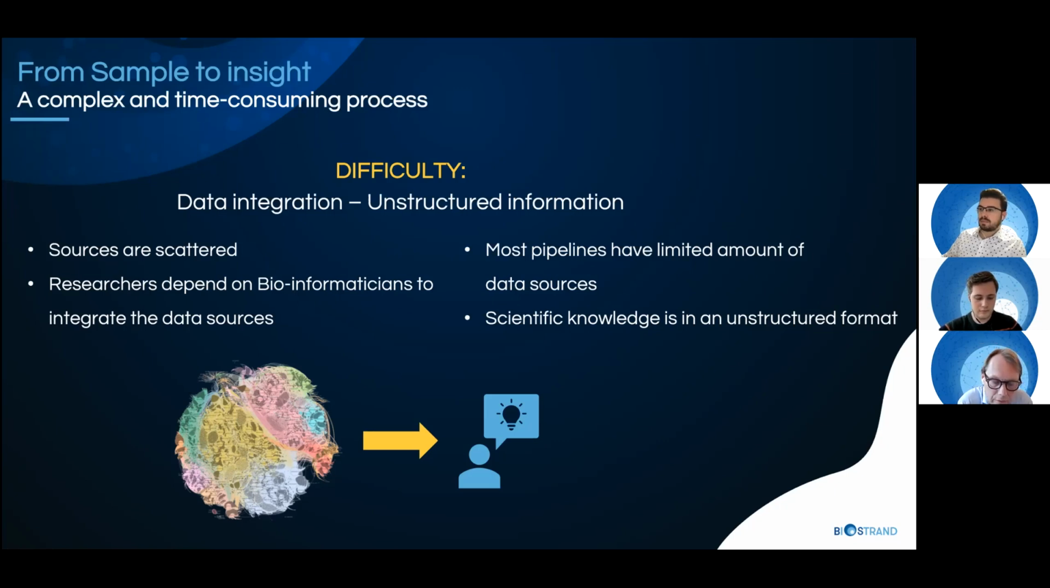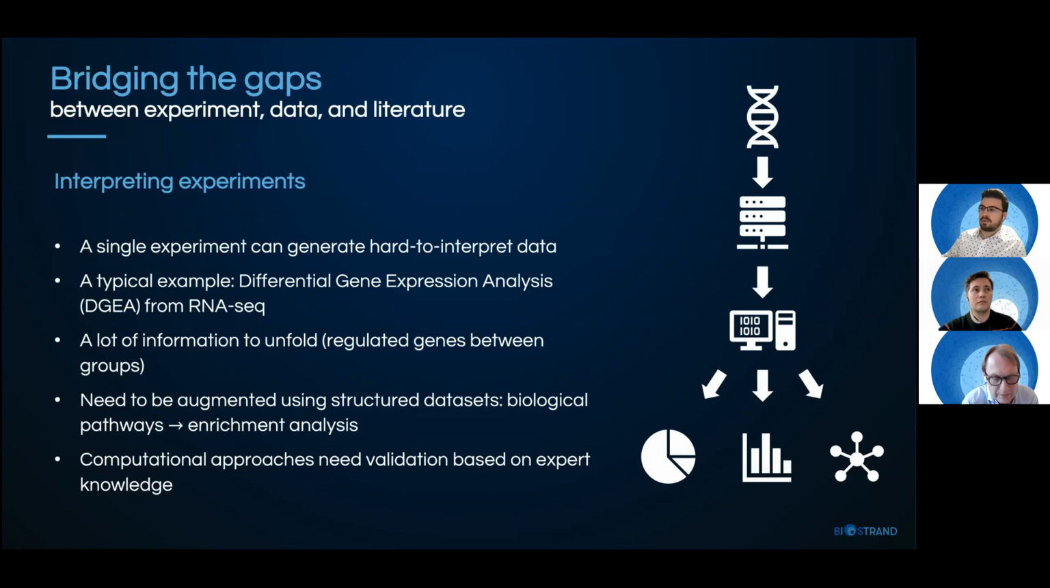The data sources that you want to compare your results with are scattered into different silos. You need the help of a bioinformatician to integrate all these data sources. That's why most pipelines have only a limited amount of data sources you can work with. Furthermore, all your scientific literature is in an unstructured format, so it takes a lot of time to go through it. So the main question is, how can we bridge the gap between the experiment, the data, and the literature?